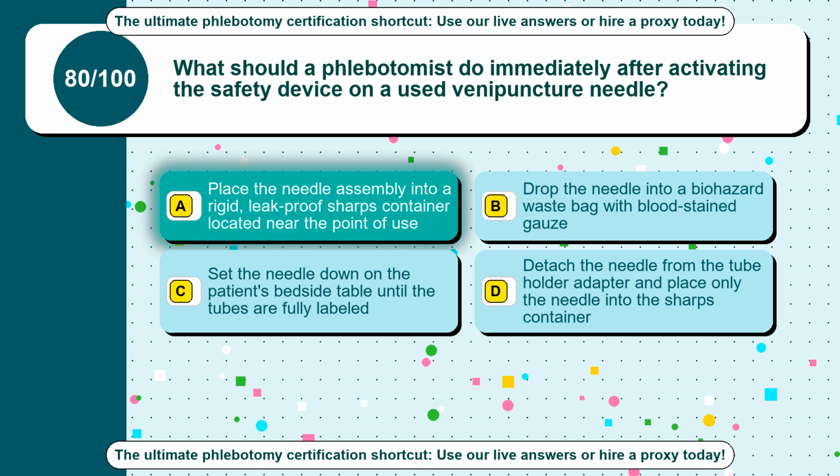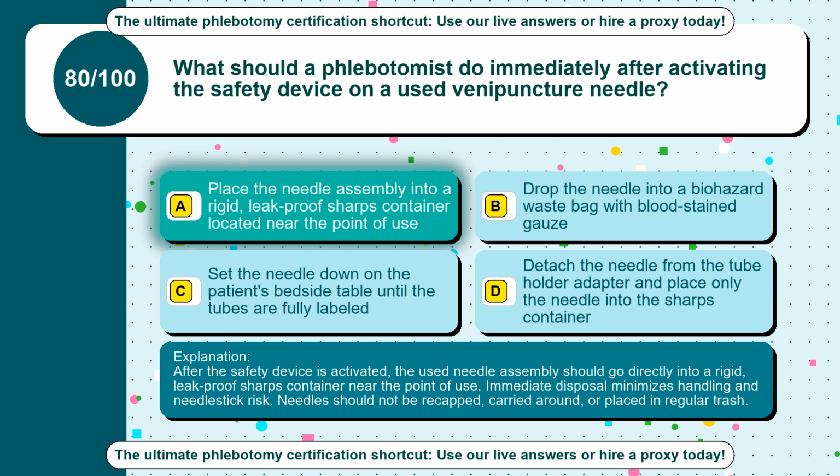Place the needle assembly into a rigid, leak-proof sharps container located near the point of use. After the safety device is activated, the used needle assembly should go directly into a rigid, leak-proof sharps container near the point of use. Immediate disposal minimizes handling and needle stick risk. Needles should not be recapped, carried around, or placed in regular trash.